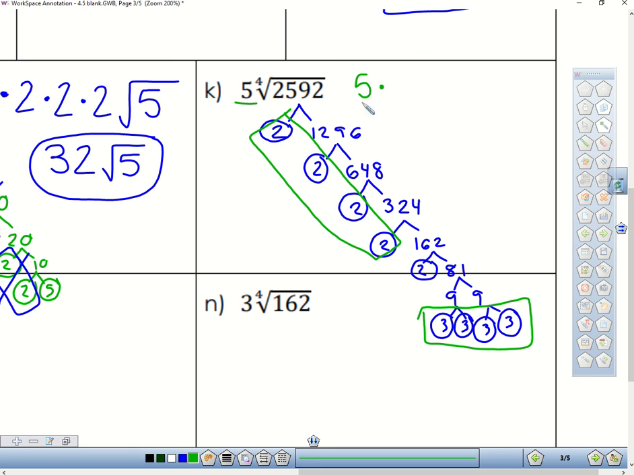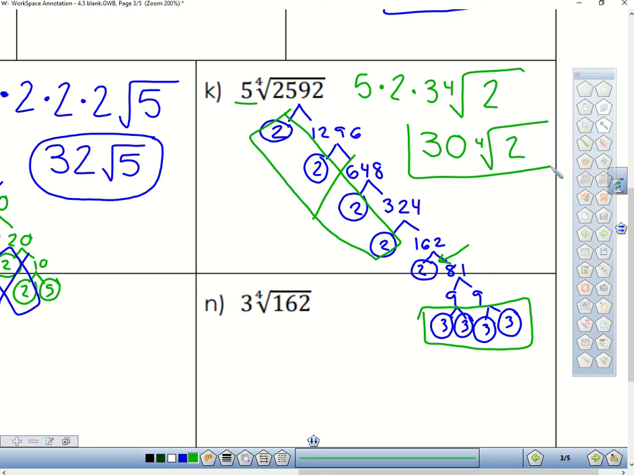So we're going to have the 2 leave from the group right here, we're going to have the 3 leave from this group on the bottom. And then what has to stay behind in the radical? Good, the 2 that didn't get paired up. See this 2 right here that didn't get paired up with anything? That one has to stay behind in the radical. So this answer comes out to be 5 times 2 times 3, which is 30. And then it will be the 4th root of 2. And that will be your final answer.